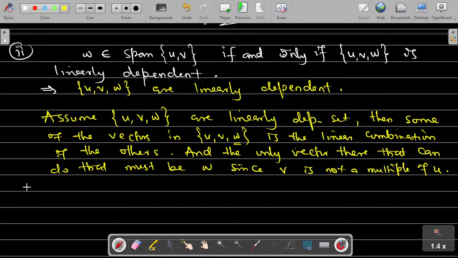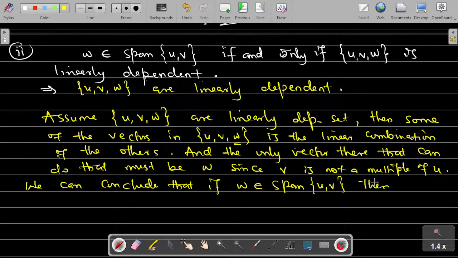Okay, so we can now conclude, let me use that statement, that if w is in the span of u and v, then the three of them, u, v, w, must be linearly dependent, meaning that w must be spanned by u and v. So they must be linearly dependent, which is what we are asked to show.